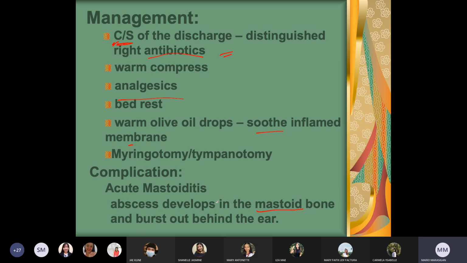So makikita mo naman yon sa likod ng tenga, mapulang-mapula na yung iyong mastoid bone. But don't be mistaken because dun sa inyong neuro, remember the battle sign? Yung battle sign, kapag meron siyang basilar fracture, mapula din yung likod ng tenga, pasa-pasa. The raccoon eye and the battle sign. You can relay that if you already watched that video PowerPoint.